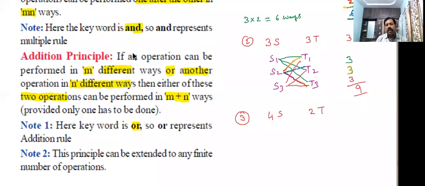How many shirts are there? There are four shirts plus two trousers. Totally, he can select 6 ways, either a shirt or trouser.